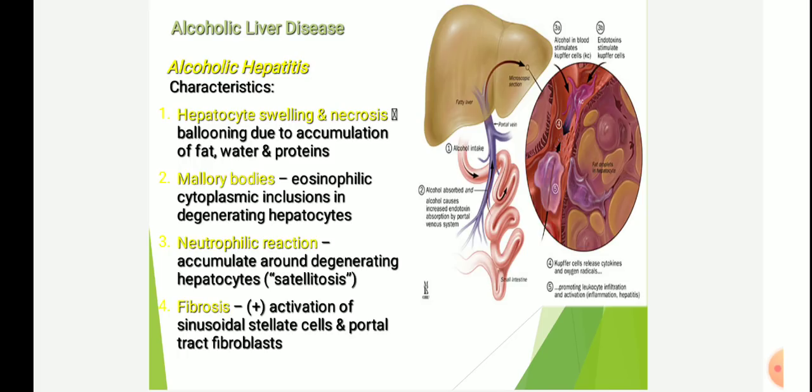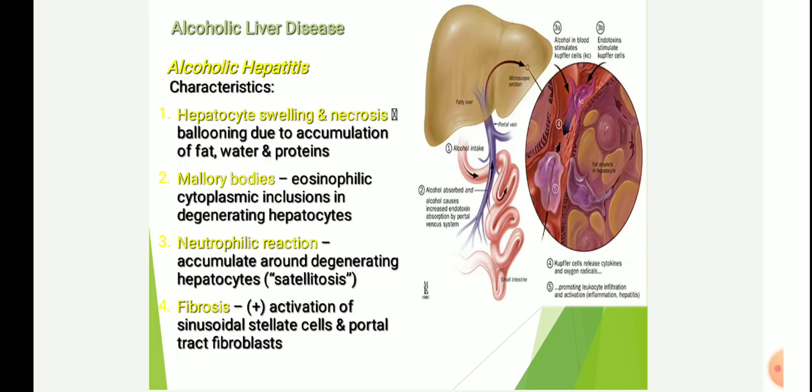Eosinophilic cytoplasmic inclusions in degenerating hepatocyte. A viva question for you: the Mallory bodies, or a 3 marks question. Eosinophilic cytoplasmic inclusions. So there is a neutrophilic reaction, so there could be satellitosis. There could be accumulation of these particular neutrophils around a hepatocyte.